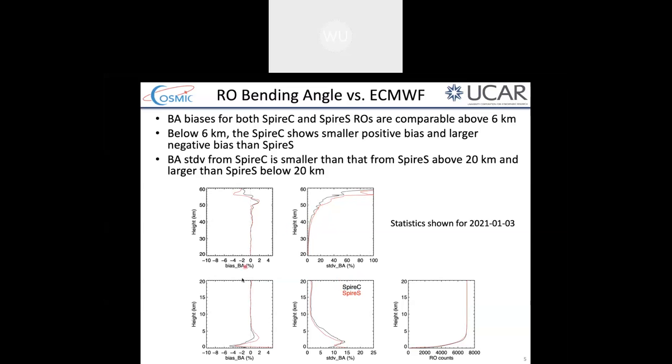Then the bottom panels, again, bias on the left and standard deviation on the right. This is just for 20 kilometers and below. We can see that you were getting maybe a little bit lower bias here between 3 and 6 kilometers or so, but a little bit higher standard deviation in a similar range. And then the counts are over here. This is 1 day, so it's not the full month.